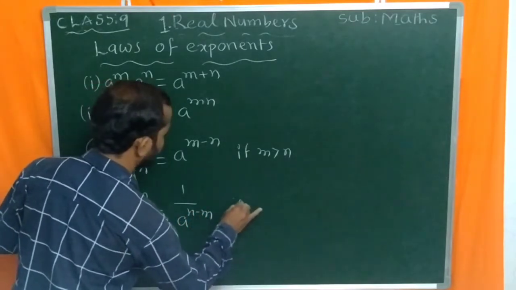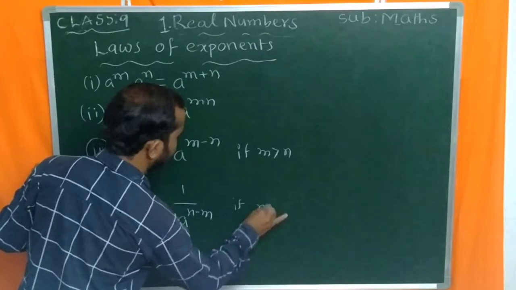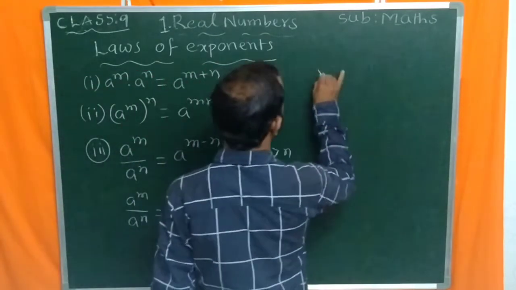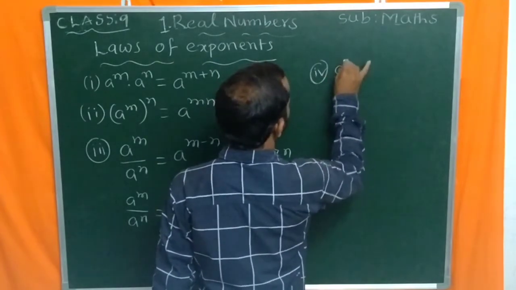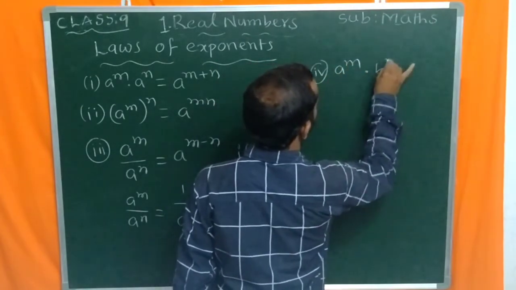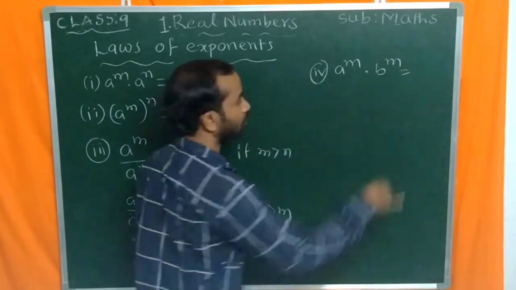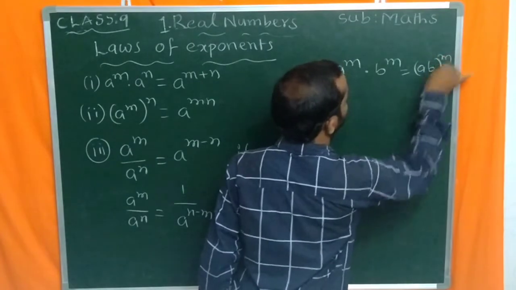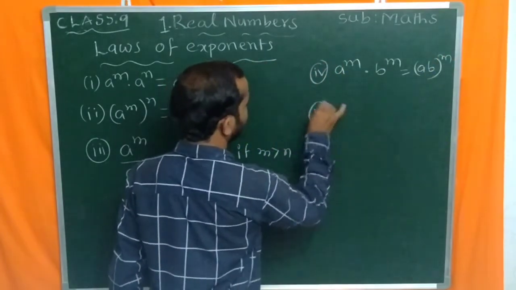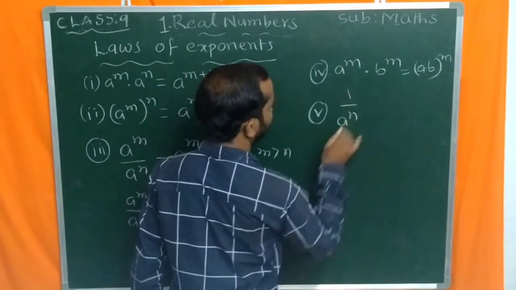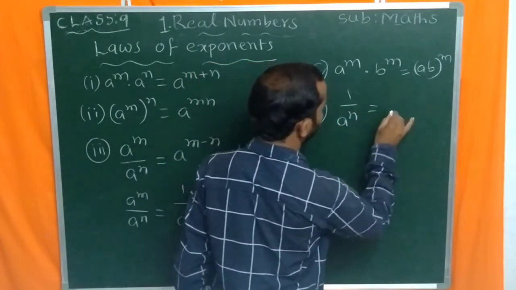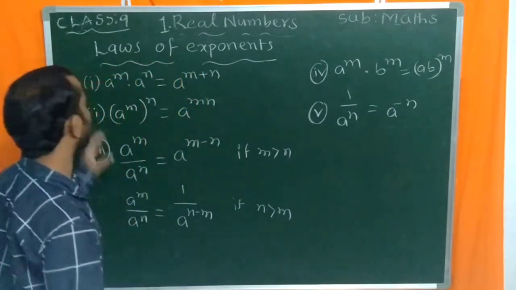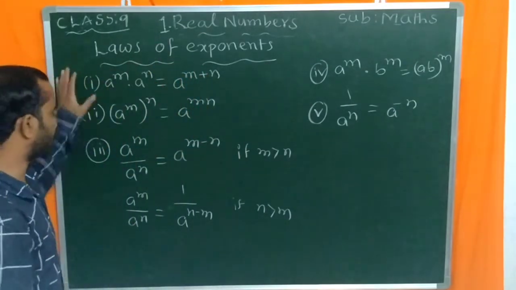Here n is greater than m. Fourth: a to the power of m into b to the power of m equals ab whole to the power of m. Fifth: 1 by a to the power of n equals a to the power of minus n. So these are the laws of exponents.